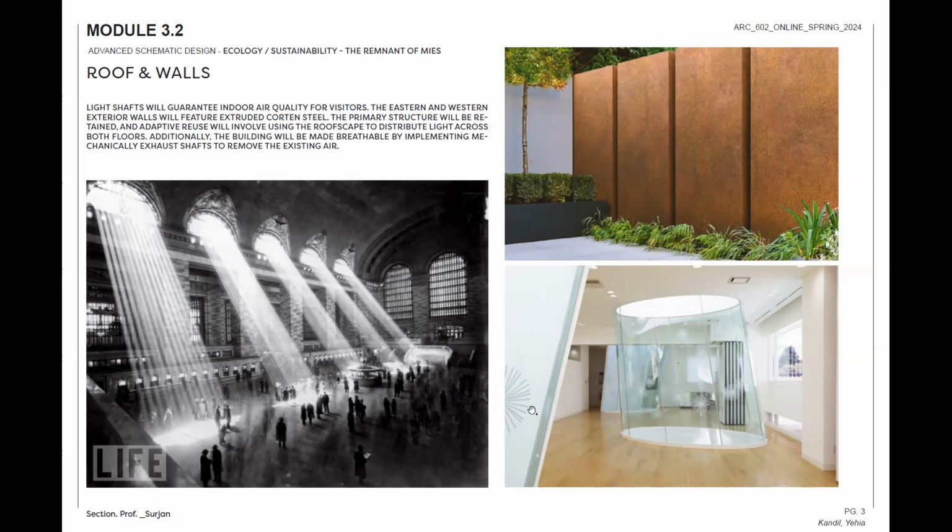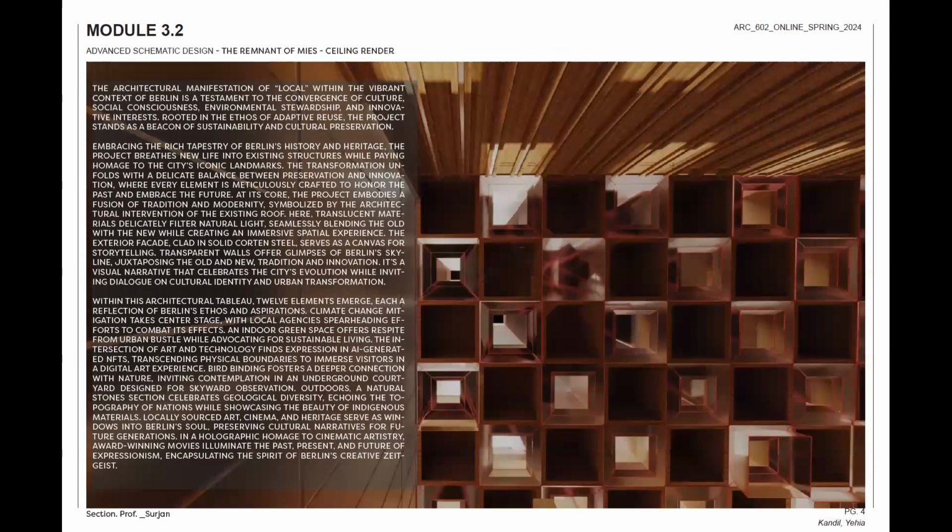And this is an example of the light shaft, how it will be. Two of the exterior walls will be corten steel, inspired by the original material of the museum, and the other two walls will be transparent to ensure daylight and exposure to the surrounding elements.